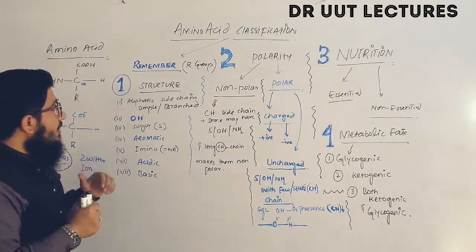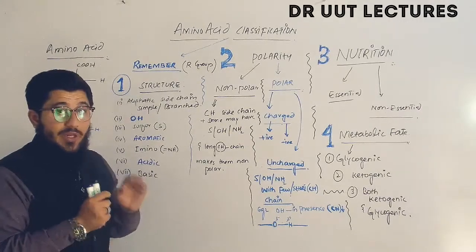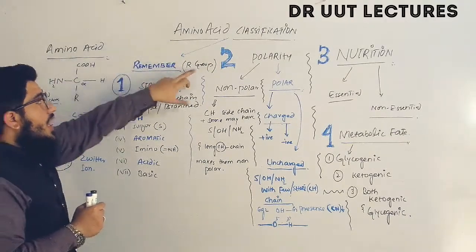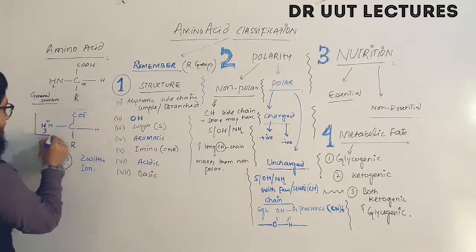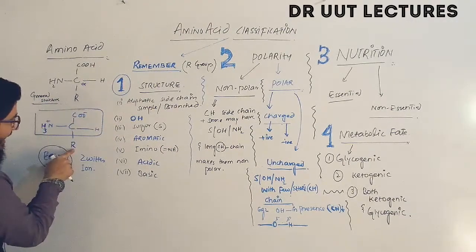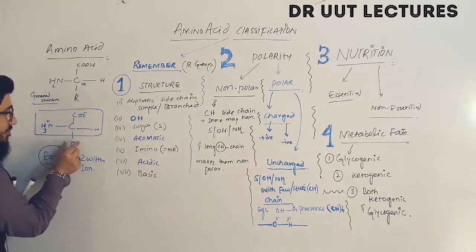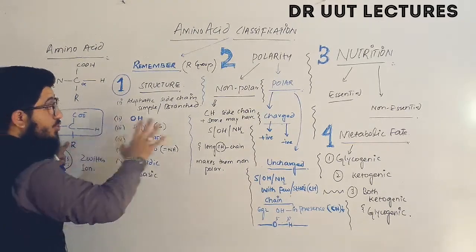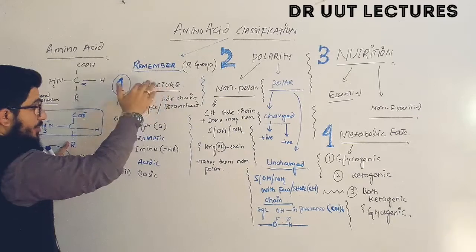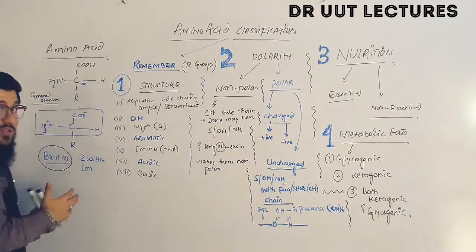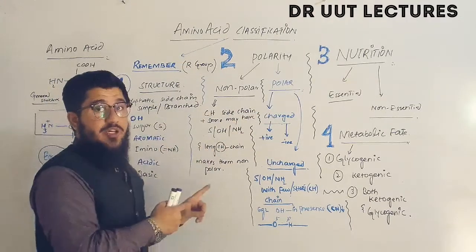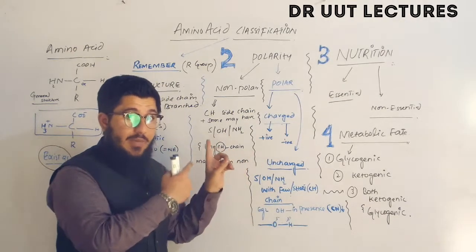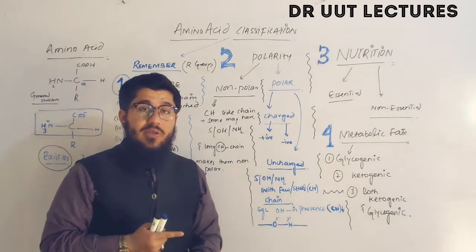Okay, so now let's move to our next point, that is classification of amino acid. And the thing that you must remember is the R group. In our amino acid, this specific region is constant and this R is the variable region. This R changes in every single amino acid. So due to this we classify amino acids in different ways. Now on the basis of structure, we classify 20 amino acids, and the same 20 amino acids are classified on the basis of polarity, and the same 20 amino acids are classified on the basis of nutrition, and again the same 20 amino acids are classified on the basis of metabolic fate.